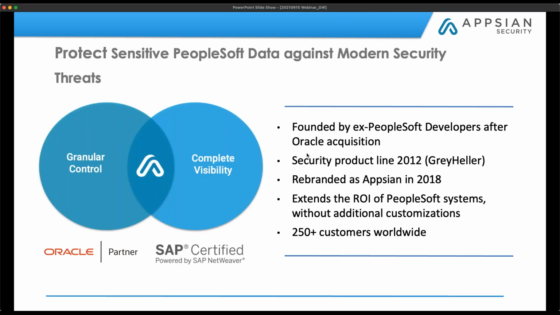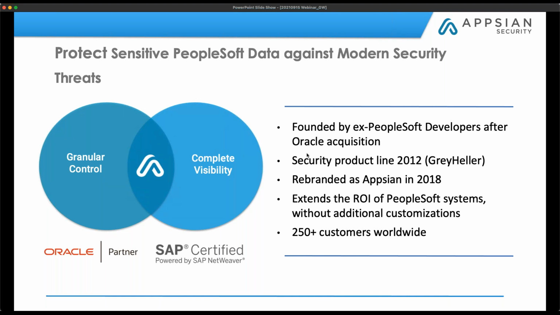When we talk about who Appsian is and why we're here talking to you about these things, what we do is protect sensitive data within a lot of different ERP systems. Today we're going to be talking about SSO inside of PeopleSoft and EBS, but we also work with SAP as well. We do that through our application security platforms. Those are small components that sit inside of the target ERP systems, whether it be PeopleSoft, SAP, or EBS, for us to be able to integrate and control and protect data.